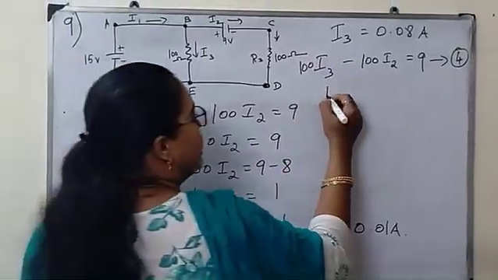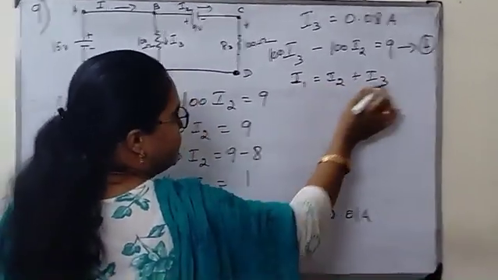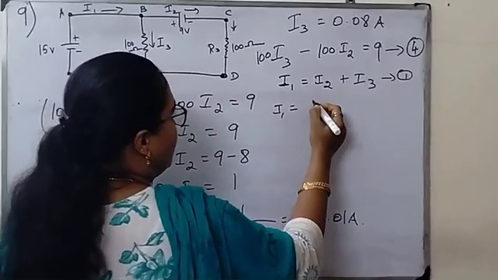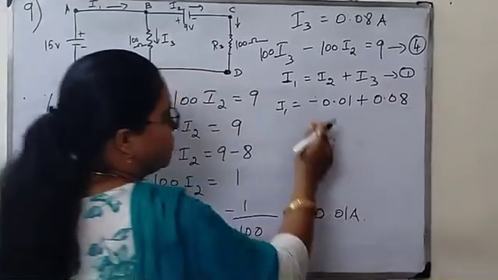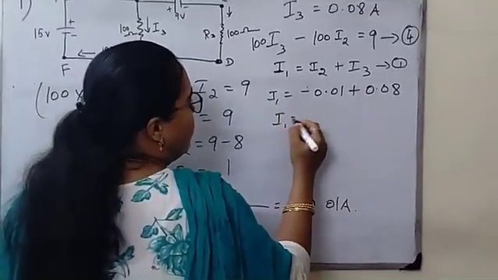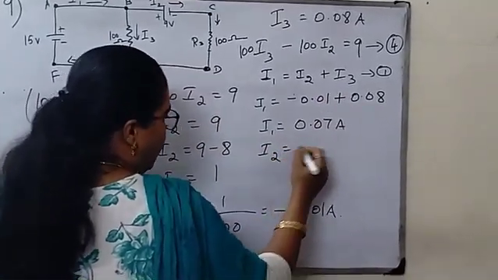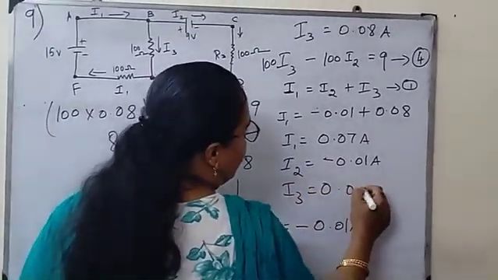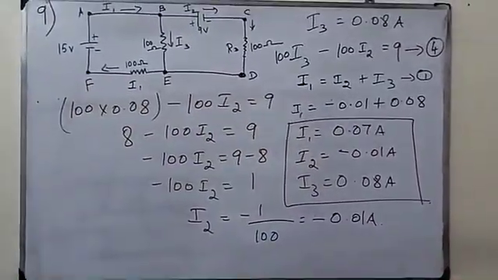So now we have got the values of both I3 and I2. Do you remember the equation 1, children? That is I1 is equal to I2 plus I3. So here you can substitute both the values of I2 and I3. So I1 is equal to I2, we have got as minus 0.01, plus 0.08. So the signs are different. You have to subtract and you have to put the sign of the greater one. So you will get I1 is equal to 0.07 amperes. So you can write the values like this. I2 is minus 0.01 ampere and I3 is equal to 0.08 ampere. So these are the values of the currents I1, I2 and I3.